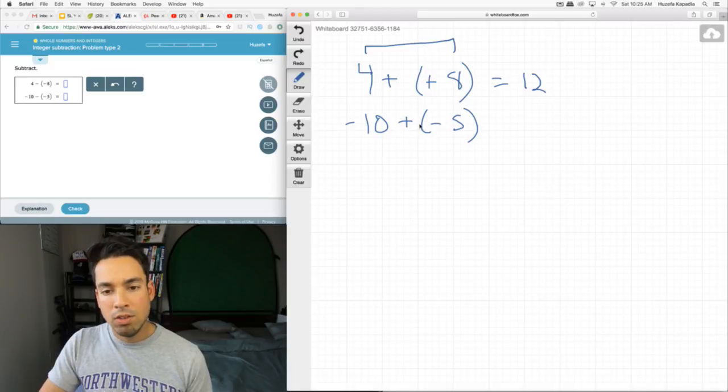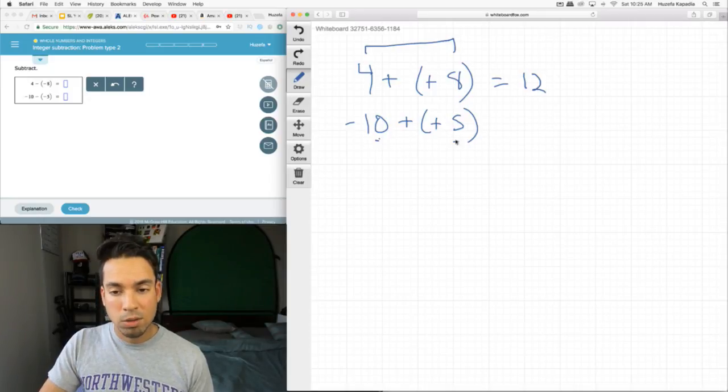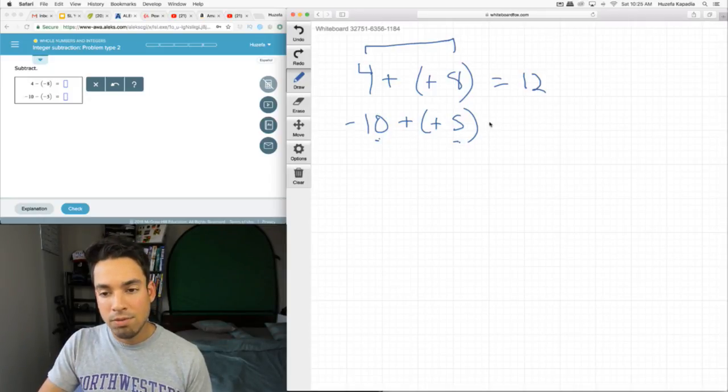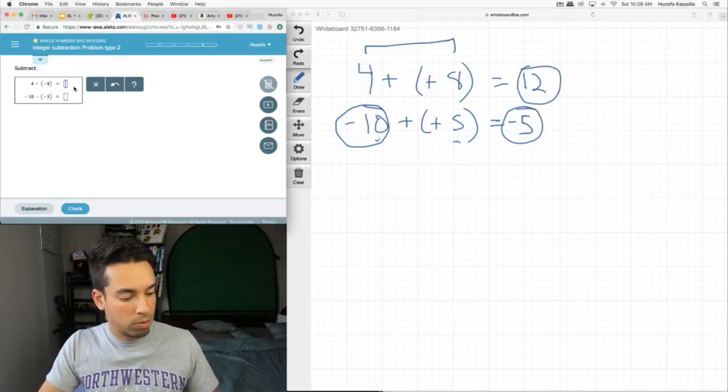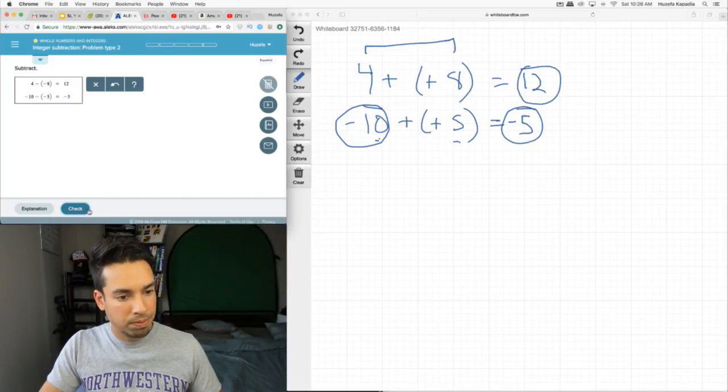Same thing's happening here. These guys nullify each other. And so really this is a negative 10 plus 5. Different teams, therefore this is a subtraction problem. So it's 10 minus 5, which is 5. But the negative side dominates because it's bigger, frankly, in terms of absolute value. So our final answer is negative. So our two answers for these problems are positive 12 and negative 5.